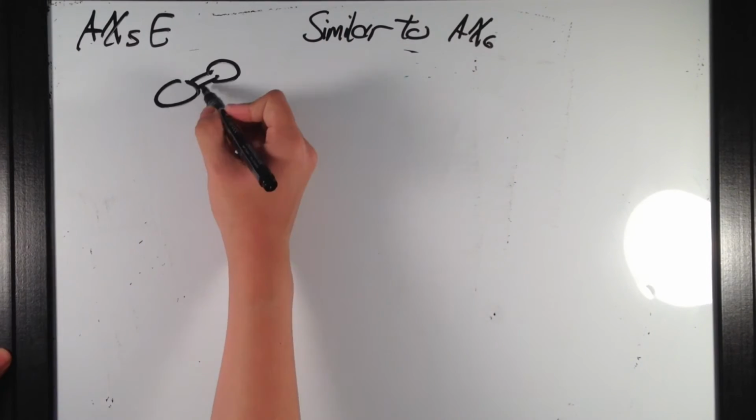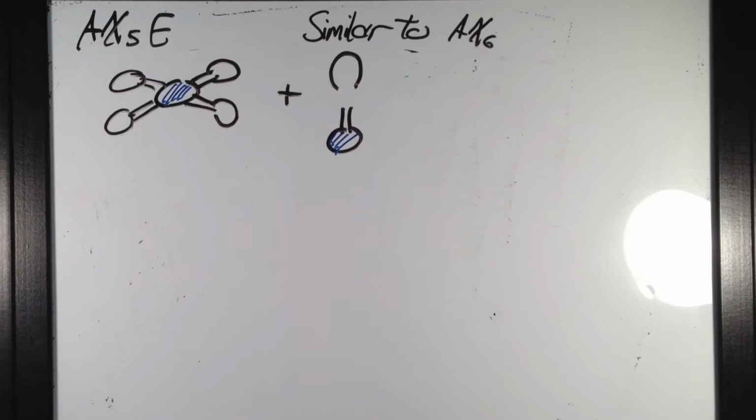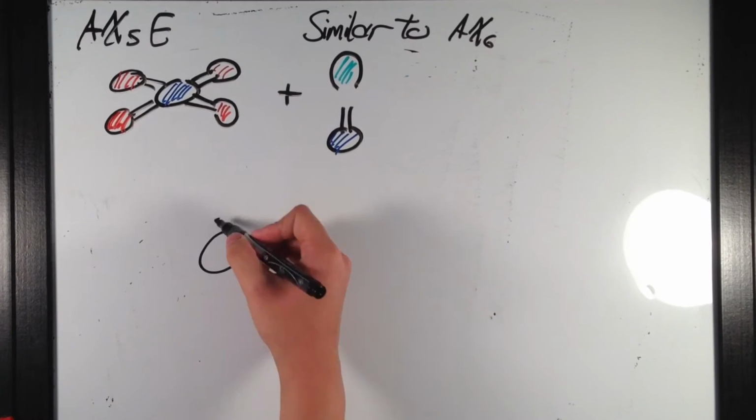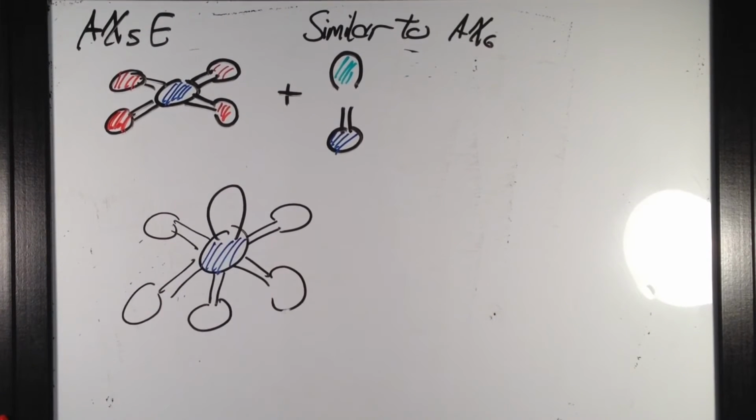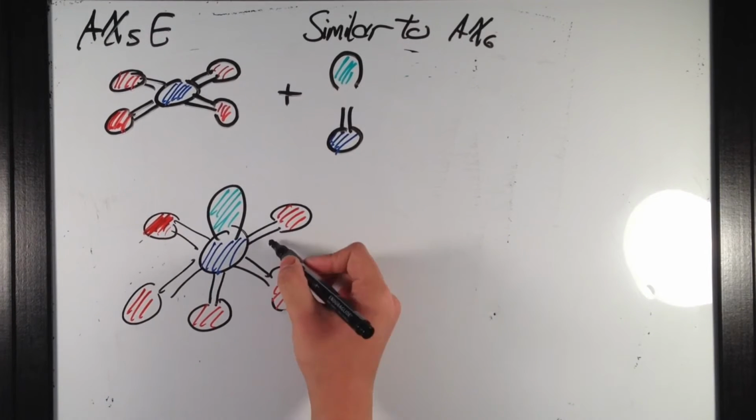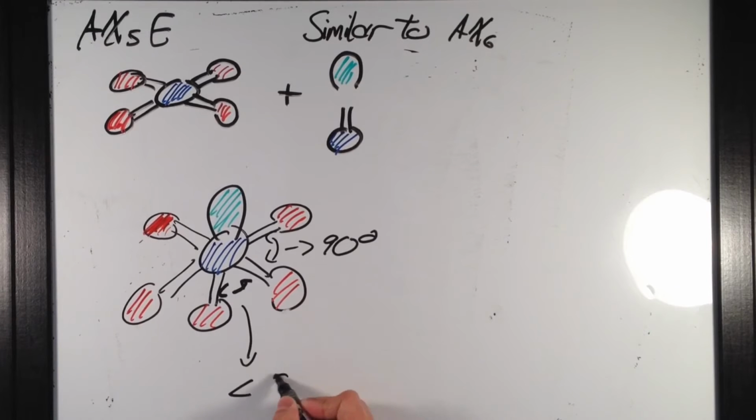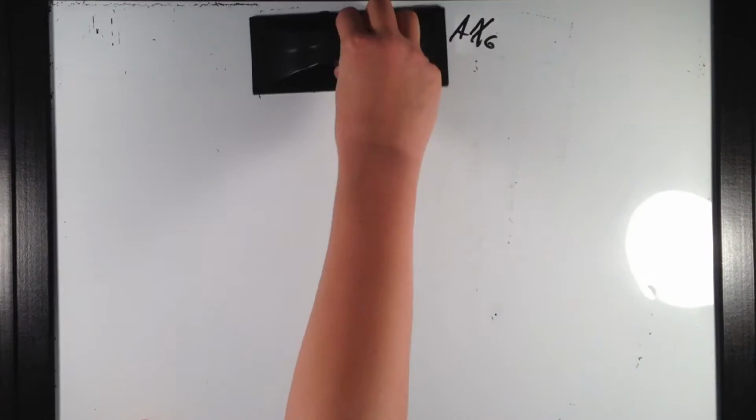AX5E has a similar shape to AX6, except that there is an electron pair instead of a covalent bond in the molecule. This electron pair repels the electrons in the covalent bonds away, so the bond angle that was originally 90 degrees is now slightly less than 90 degrees. But since it's only 1 electron pair against 5 covalent bonds, the bond angles will only be slightly less.